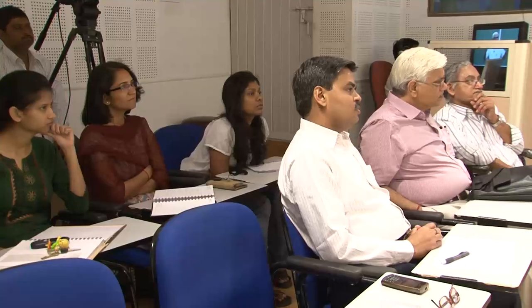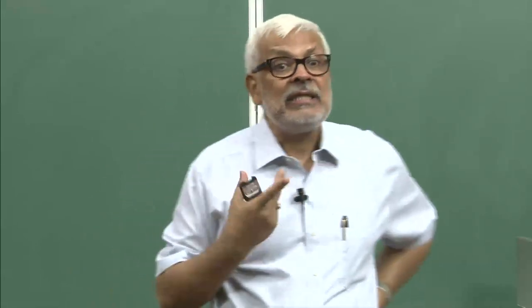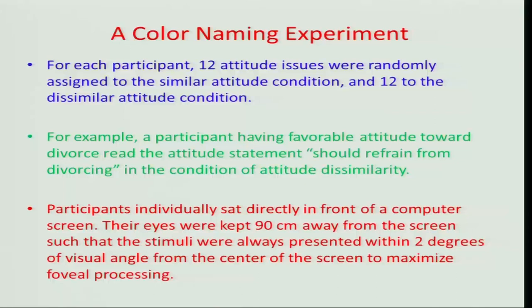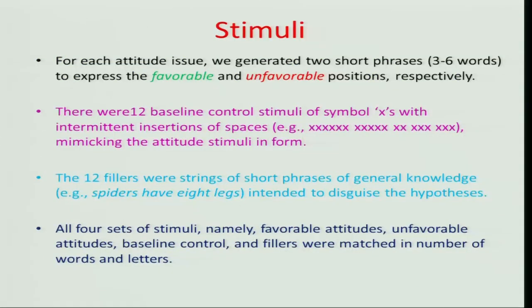You got it? Okay. Now, when I am displaying the statement, there is a challenge. How do I display it? So, we designed a method here. First, just remember this part. We have favorable and unfavorable statements. Then we have created 12 baseline control stimuli with X. You know, like you see one example I have given, 6X, 5X, 3X, 2X, different things are appearing on a screen. 12 fillers, we have general knowledge.